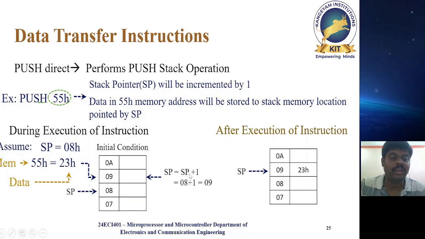Okay, after that the value from this memory location, that means 23, will be moved to the stack, to the memory location pointed by the stack pointer. The stack pointer right now is holding the stack memory location 09. In 09 this 23 will be pushed. So this is the main operation of push.